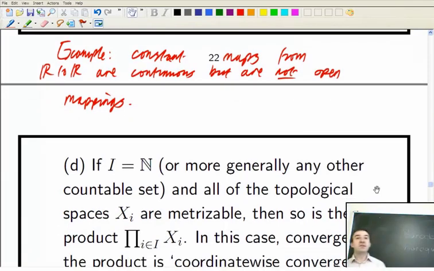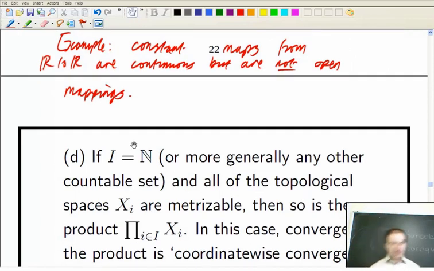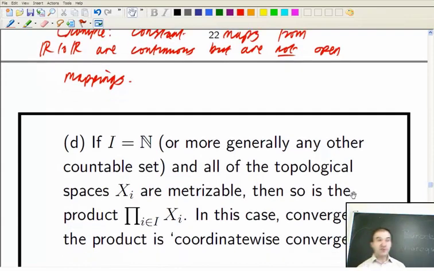Here's something that's coming up on a question sheet. If they're all metric spaces or metrizable spaces, and you're just taking a sequence of them, then it turns out you can put a metric on the product. So, a countable product of metrizable spaces is metrizable in its product topology, but it's not immediately obvious what the metric you should use is.